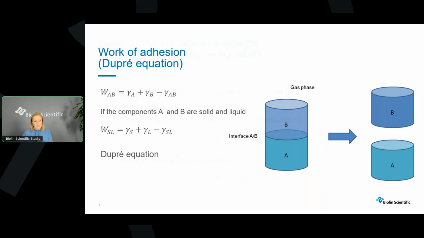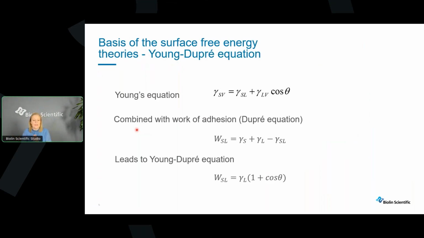And now how we get further, we can combine these two pieces of information. So we have the Young's equation, and then we have the Dupré equation. And if we combine those two equations together, we get to an equation which is called Young-Dupré equation.